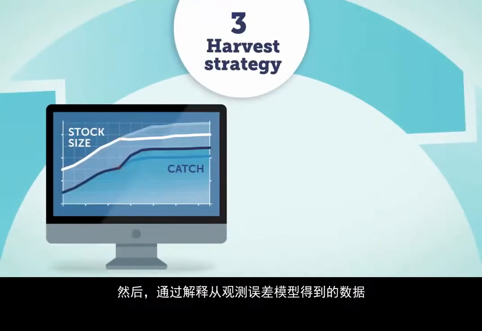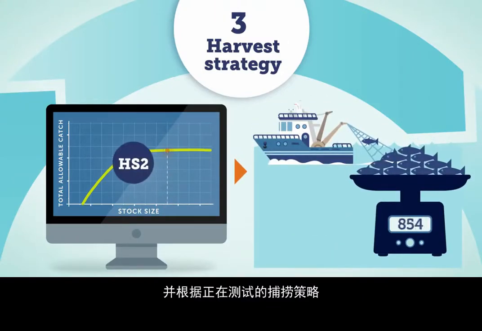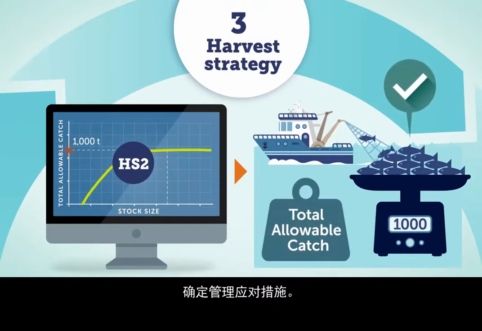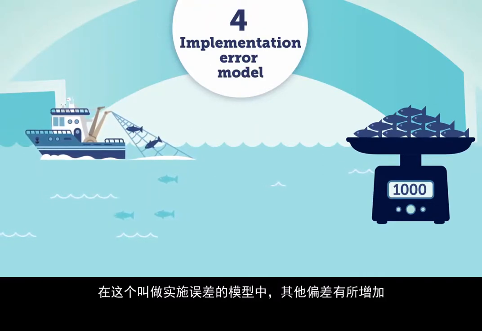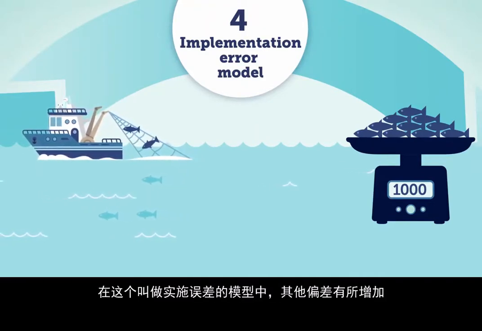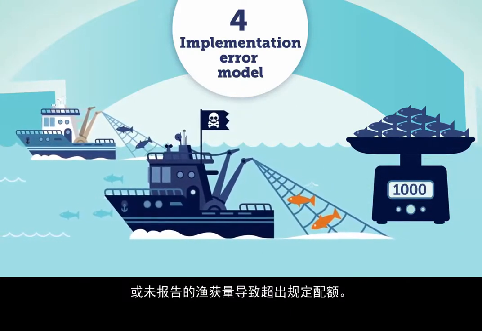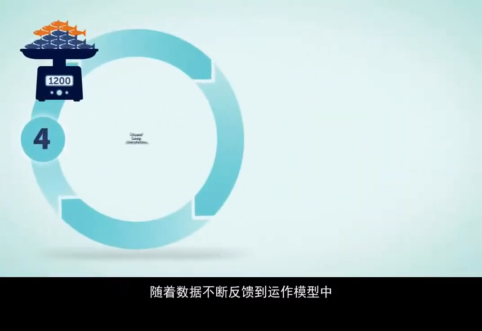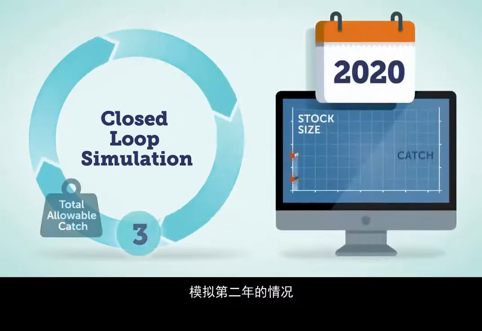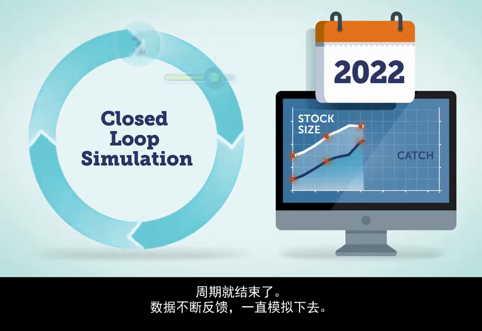Then, the data coming out of the observation error model are interpreted to assess the population status and determine the management response based on the harvest strategy being tested. The fourth step simulates on-the-water implementation of the harvest strategy. In this so-called implementation error model, additional bias is added, for example, due to potential illegal or unreported catches that cause the quota to be exceeded. The cycle then completes, with the data feeding back into the operating model to simulate the next year and so on, cycling into the future.